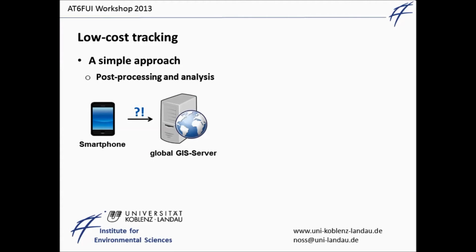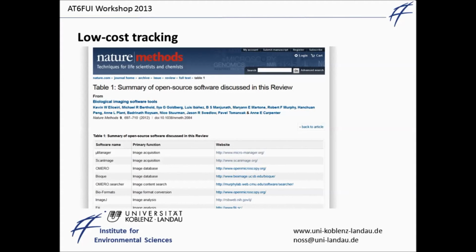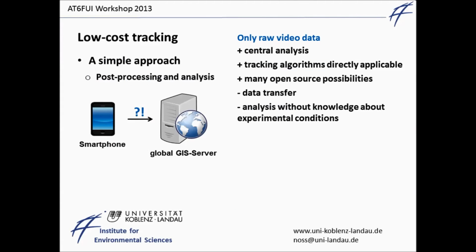Besides the hardware aspects, there are still some open tasks about the data handling. One possibility could be to capture only the raw video data and do the analysis at a global GIS server. The advantage would be a central homogeneous analysis, the direct application of the already existing tracking algorithm, and the availability of many open source software packages, as already listed, for example, in a Nature publication. A challenge, however, might be the data transfer and, which is also my own experience, a difficult analysis without knowledge about all details of the experimental conditions.